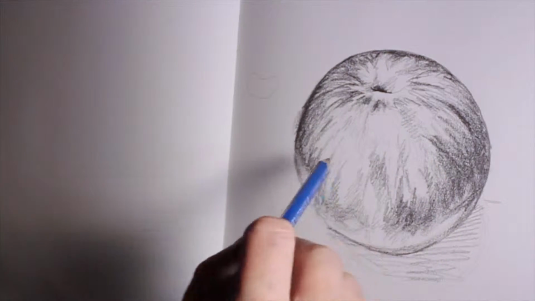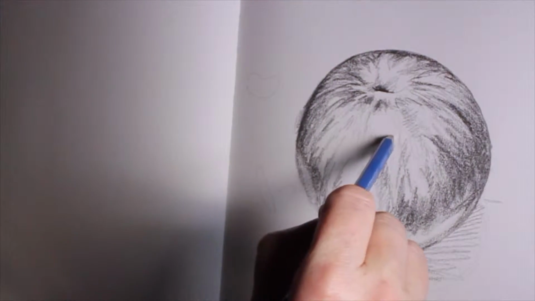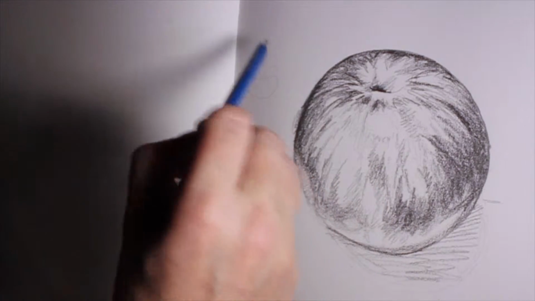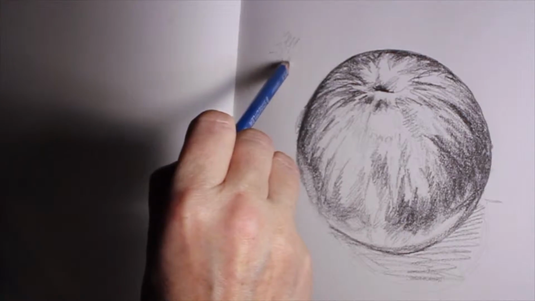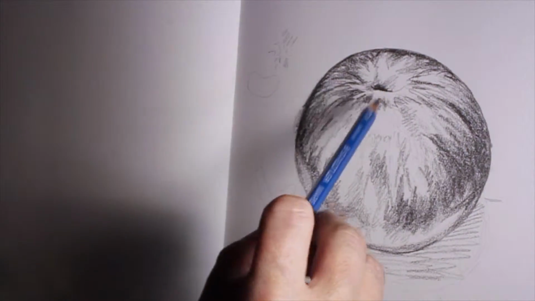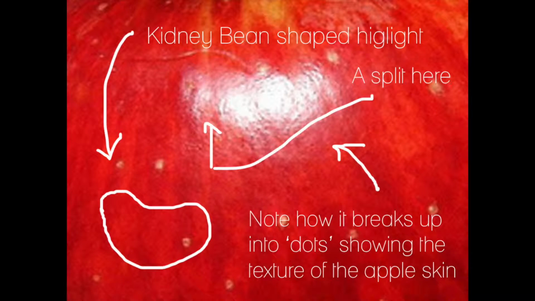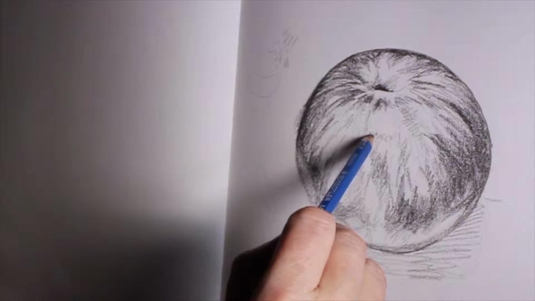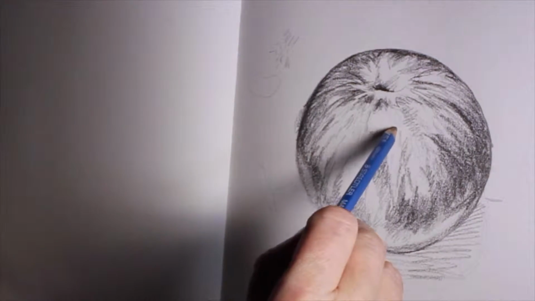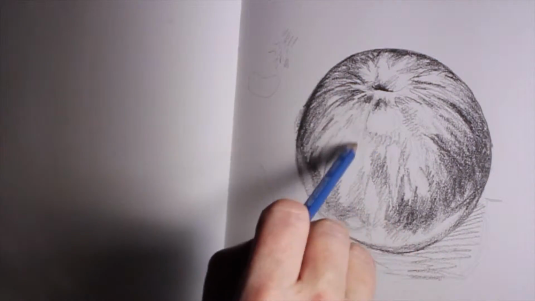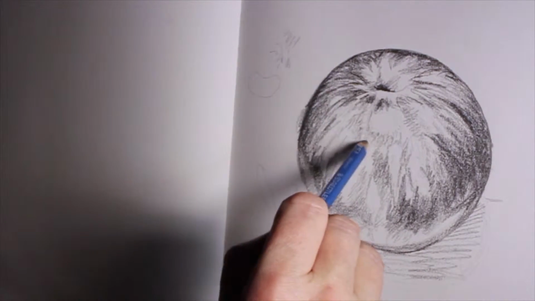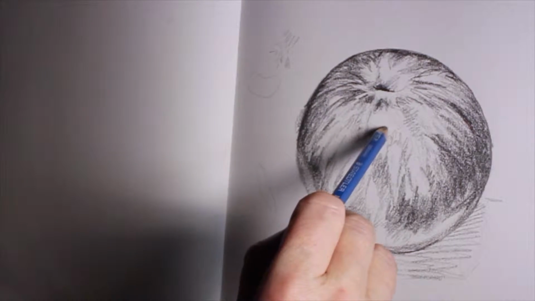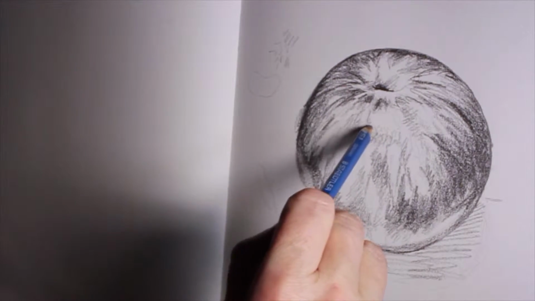Now you can see here I'm kind of mixing marks like that and little dots like that, because if you look closely at this photograph, you can see the texture of the apple skin, which is just slight little tiny subtle bumps on it. So I'm going to indicate that bean shaped shadow by doing slight little dotty movements.